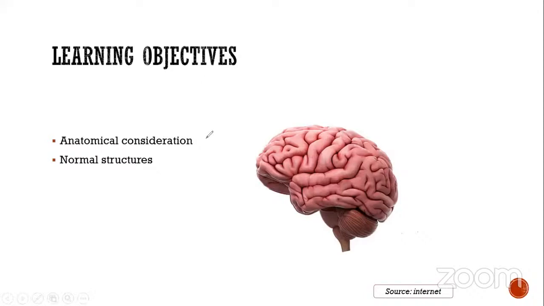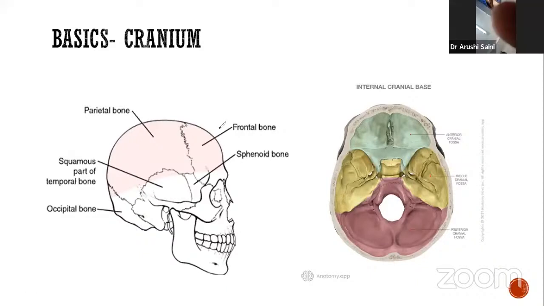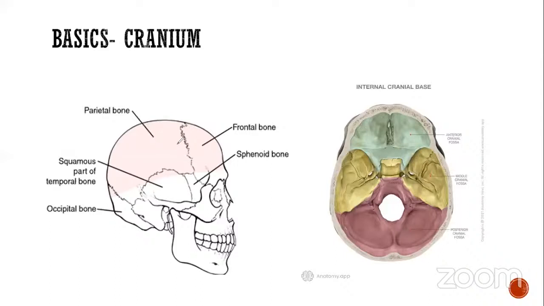I will go through the anatomical consideration and normal structures. So first, the basic thing in main anatomical structure of the head or the skull, that is the cranium and the brain. First one is the cranium, that is the skull. The skull consists of two main parts, the calvaria and the base of the skull. Calvaria is the dome-like upper portion of the skull.